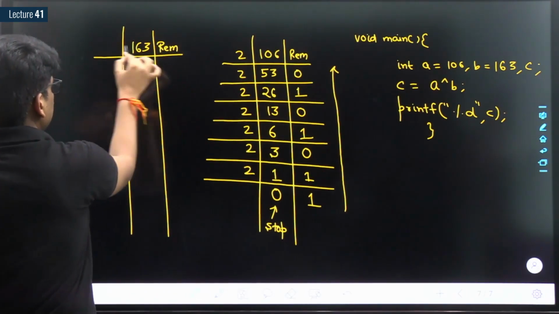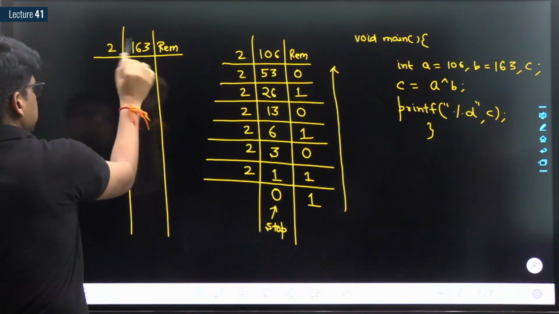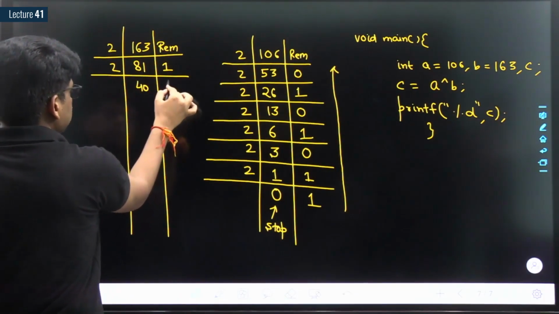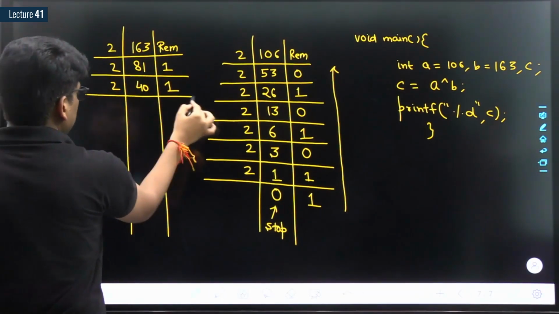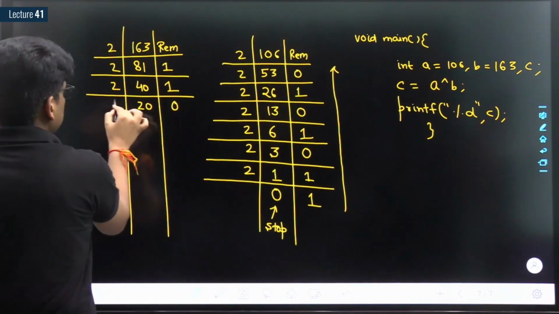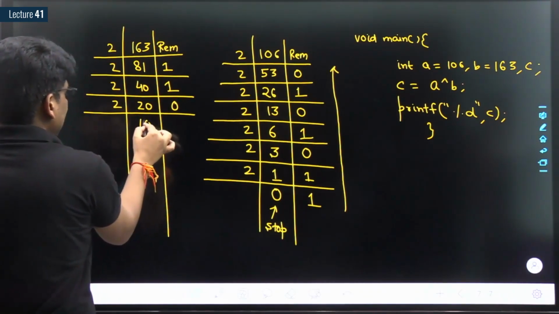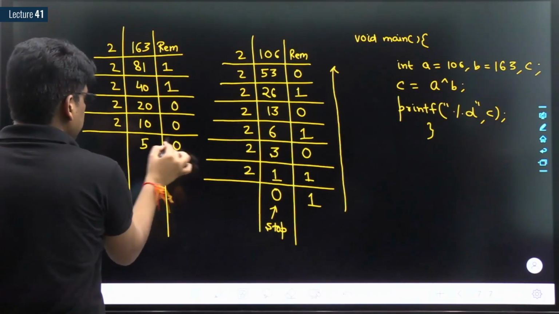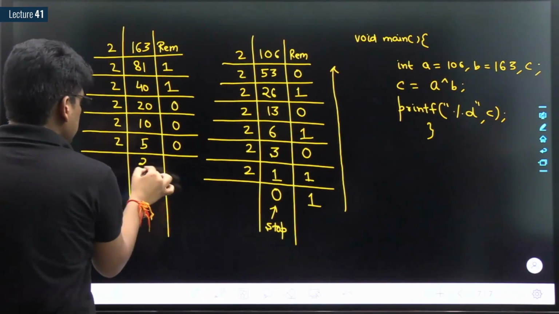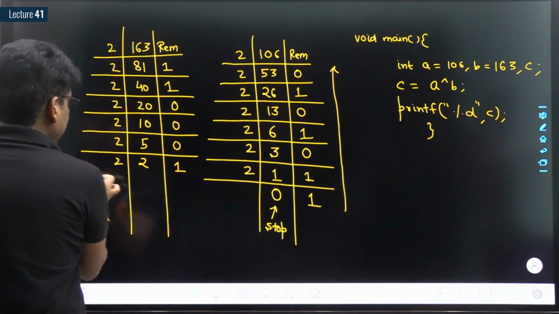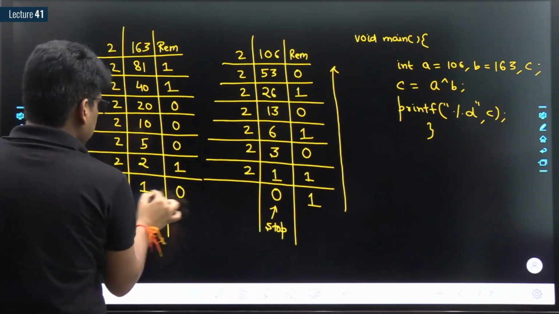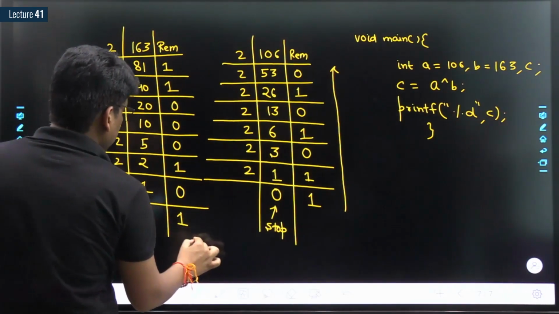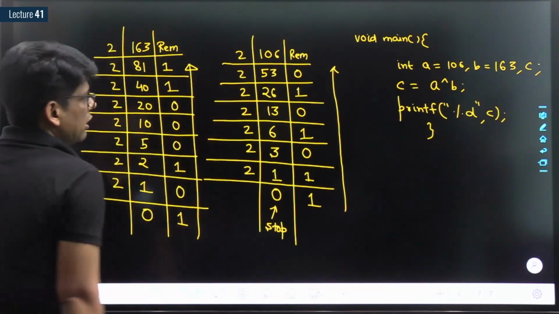Store the remainder. Let me divide. Sir, 81 times is 162. The remainder will be 1. If I divide 81 by 2, it goes 40 times and the remainder will be 1. If I divide 40 by 2, we know 20, remainder will be 0. Let me divide 20 by 2, 10 and remainder will be 0. Sir, if I divide 10 by 2, 5 times, remainder will be 0. If I divide 5 by 2, it is 2 times, the remainder will be 1. If I divide 2 by 2, it goes 1 time and the remainder will be 0. If I divide 1 by 2, quotient will be 0 and the remainder will be 1. So this is the binary equivalent for 163.